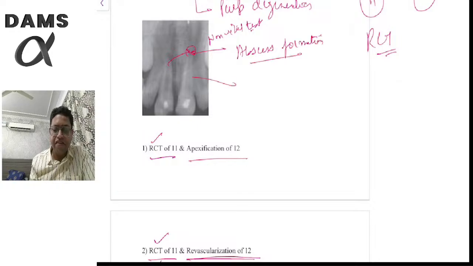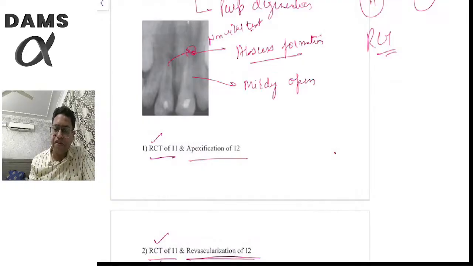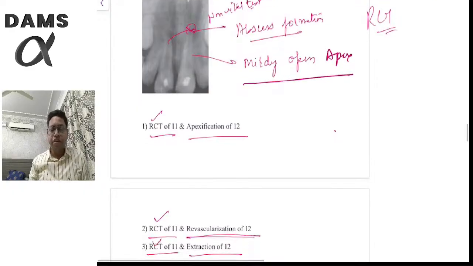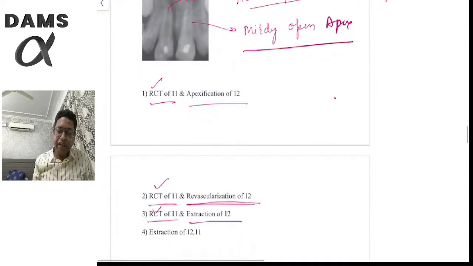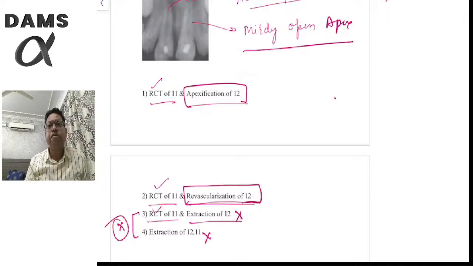And we can see there is a mildly open apex. If we look at the radiograph carefully, there is a mild open apex formation over there. So we are left with options like apexification of 1-2 and revascularization of 1-2. Extraction of one tooth or extraction of both the teeth, we would rule out. So options 3 and 4 are ruled out because that is not the right way of management.